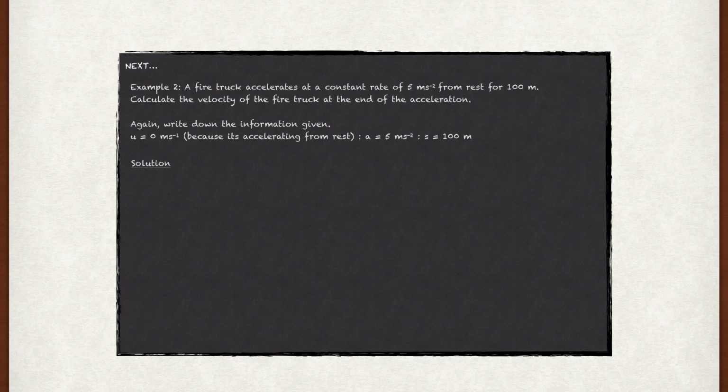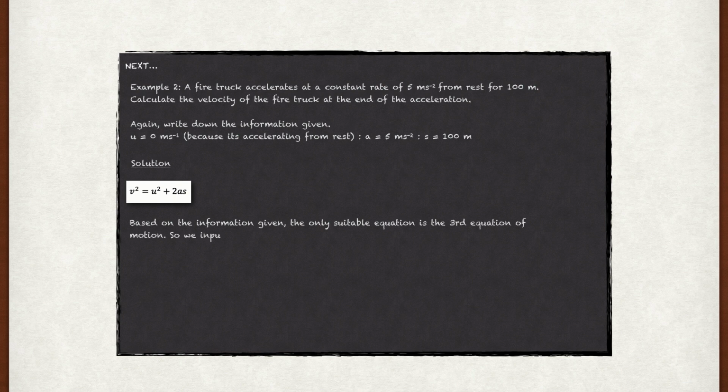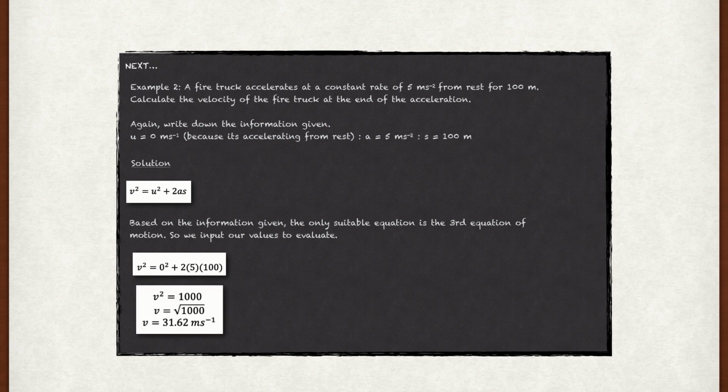So solution time. Because we have no time given in the question, we are forced to use the third equation of motion, which most students don't like to use because there are squares involved. But we are masters, we are Einsteins, so we can go ahead and use it. Based on the information given, again, it's the only suitable one that we can use. So we'll go ahead and just plug our values in and evaluate. So v squared is equal to 0 squared, which is our u squared, plus 2 times 5 times 100. So v squared gives us 1,000. v is the square root of 1,000, which is 31.62 meters per second.